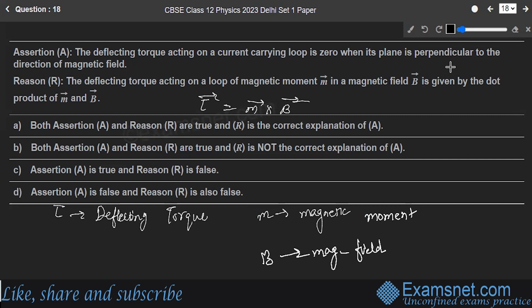Now, the angle between the magnetic moment vector and the magnetic field is 90° when the plane of the loop is perpendicular to the direction of the magnetic field. In this situation, both the deflecting torque and the vector product of the two vectors reach their maximum values. The dot product of the two vectors, however, is 0. So that means the assertion is correct, but the reason is false. So C is the right answer.